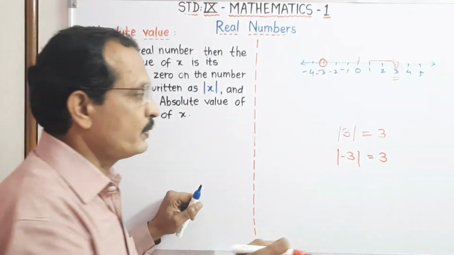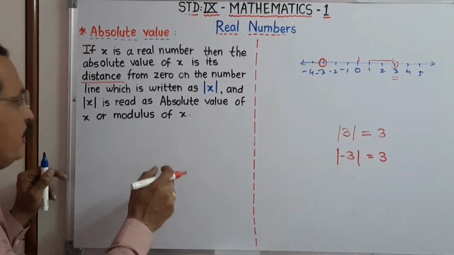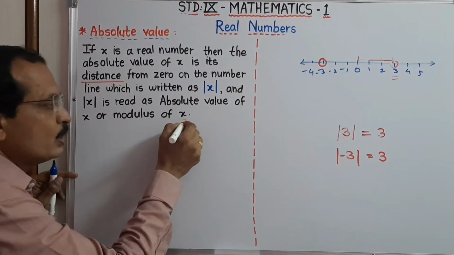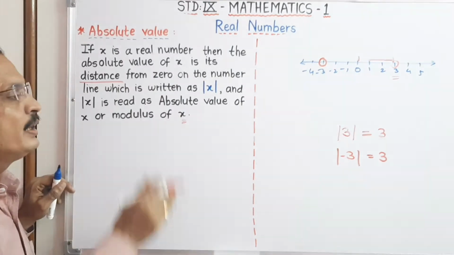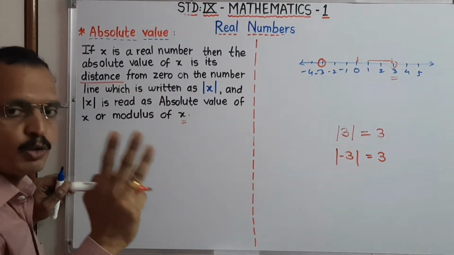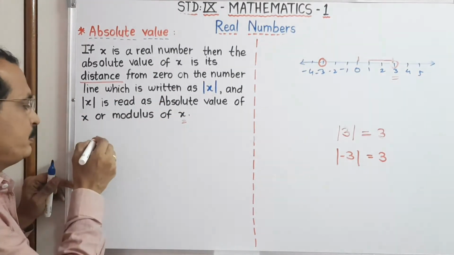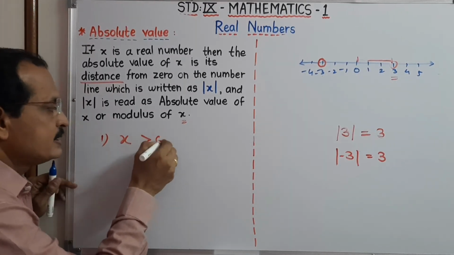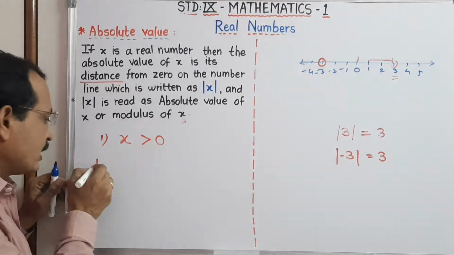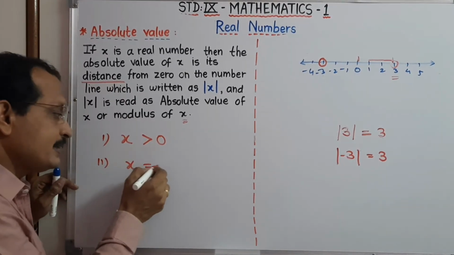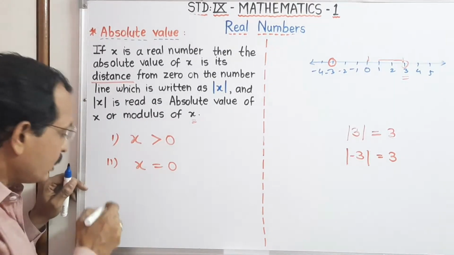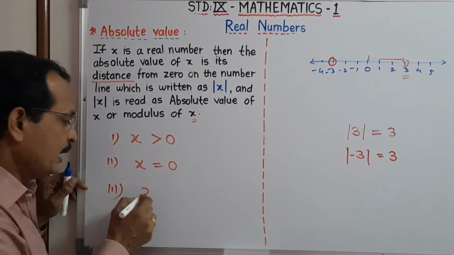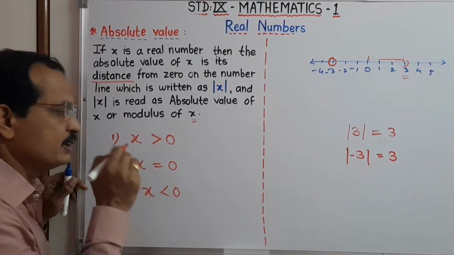Got it? Therefore, suppose, if I have to find out the absolute value of this x, then for this x, three possibilities will be there. That means suppose first I write here x is greater than 0. Second condition will be x is equal to 0. And third possibility will be x is less than 0.